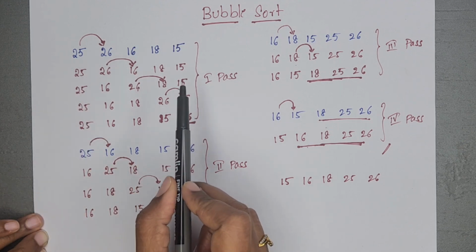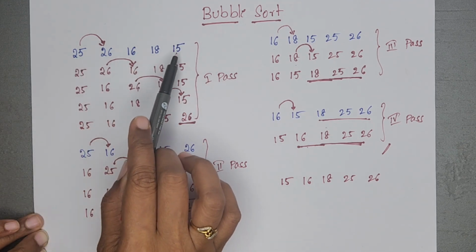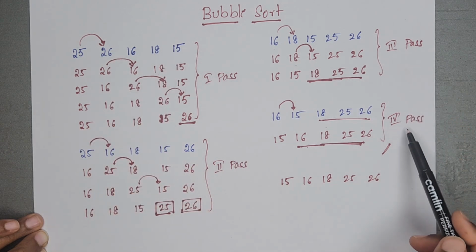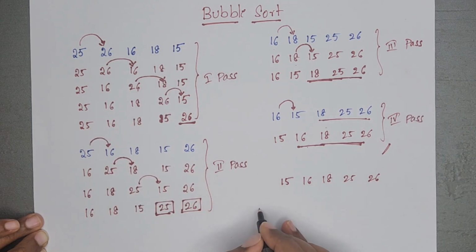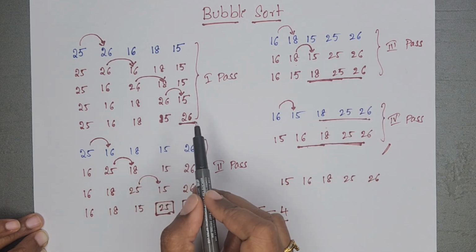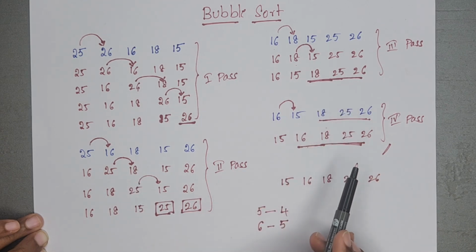See, once again I'm going to explain clearly. If the number of elements is 5, we have taken 5 elements, so total number of passes is 4. So if the elements are 5, the number of passes is 4. If the number of elements is 6, we'll get 5 passes. Okay. In each and every pass, what are we doing? We are performing a few comparisons.